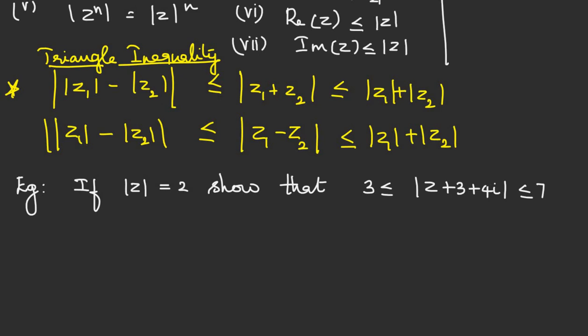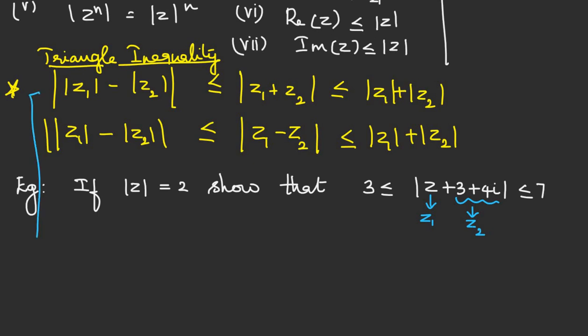Let us see an example. If modulus of z is equal to 2, show that 3 is less than or equal to modulus of z plus 3 plus 4i, which is less than or equal to 7. Let us take this z as z1, a complex number, and 3 plus 4i is another complex number.